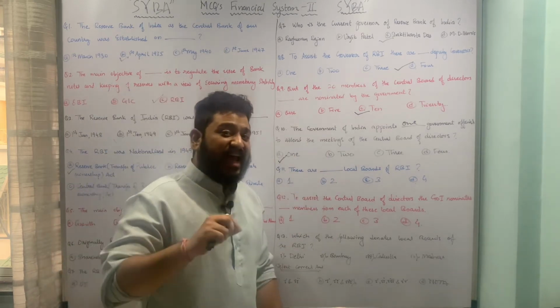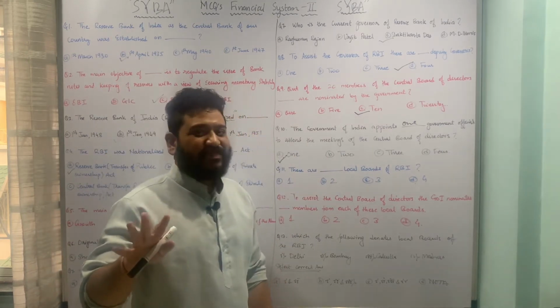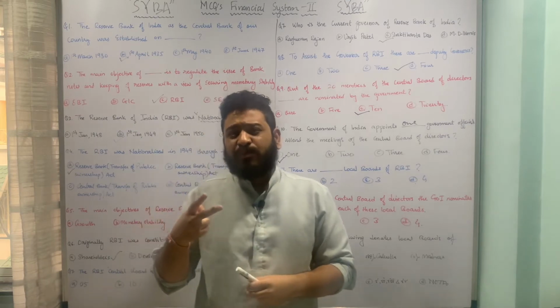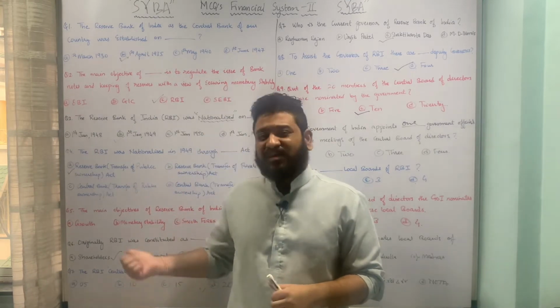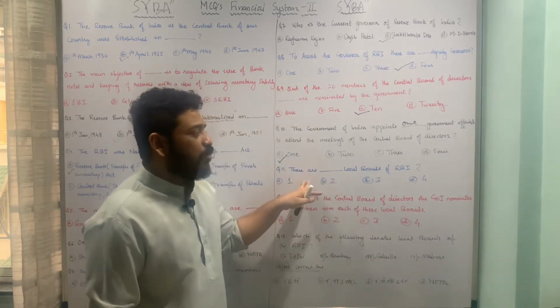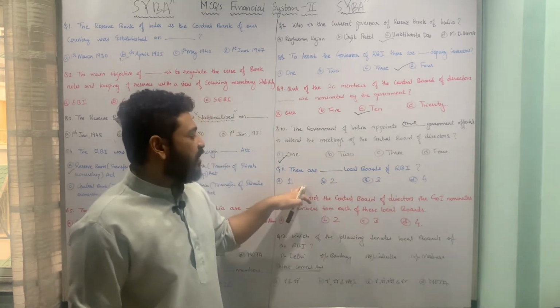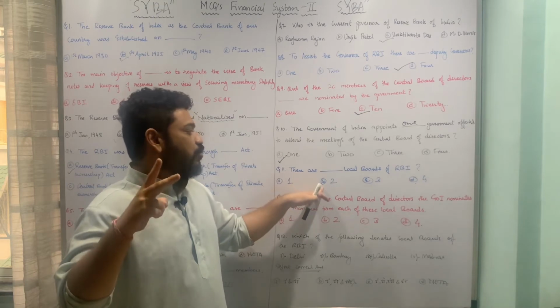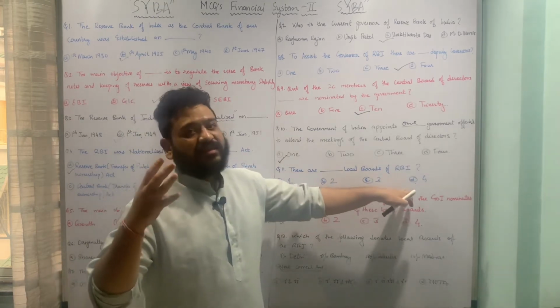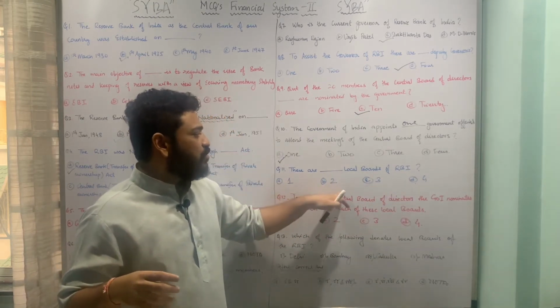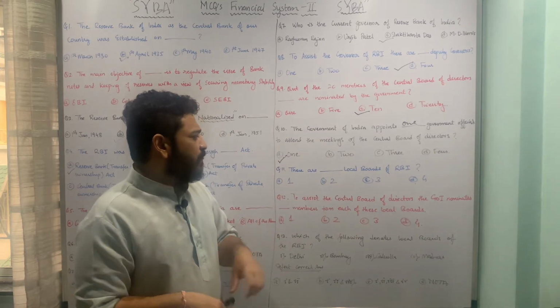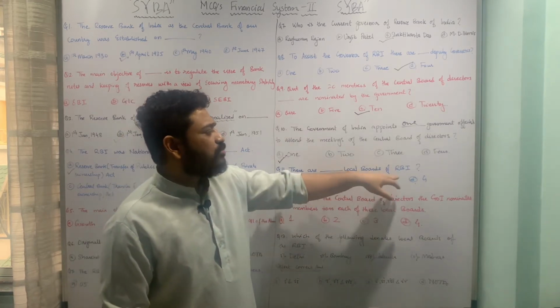There are dash local boards of Reserve Bank of India. I've told you there are two different boards. One is called the Central Board of Directors, and the next is local boards. So there are dash local boards of the Reserve Bank of India, and the options are: there's 1, there are 2, there are 3, and there are 4. So here let us look at how many are there.